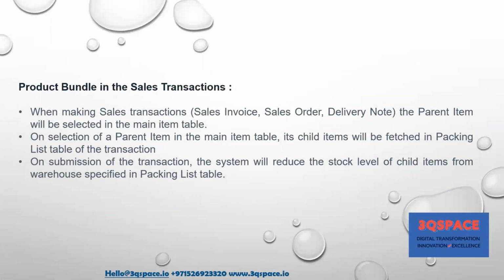So, product bundle in sales transactions. When making sales transactions, such as sales invoice, sales order, or delivery note, the parent item will be selected in the main item table. On selection of a parent item in the main item table, its child items will automatically be fetched in the packing list table of the transaction. On submission of the transaction, the system will reduce the stock level of child items from the warehouse specified in the packing list table.